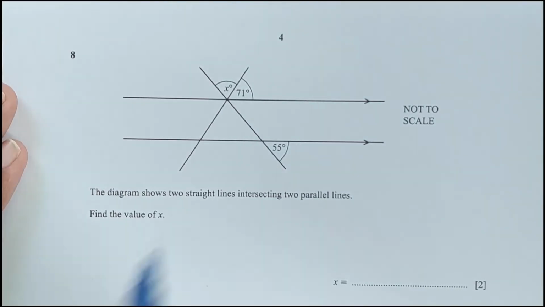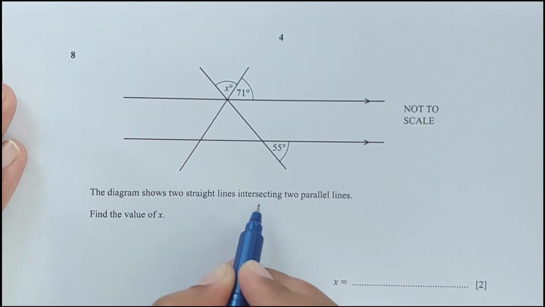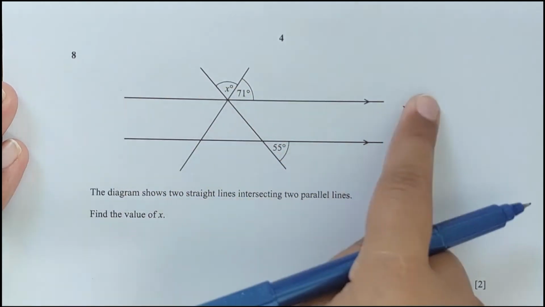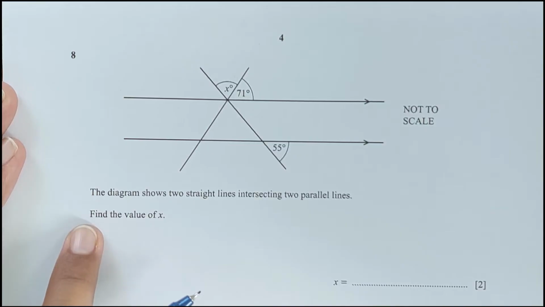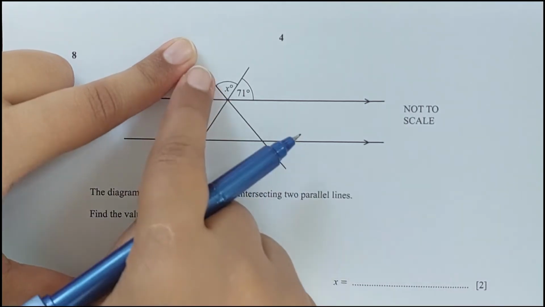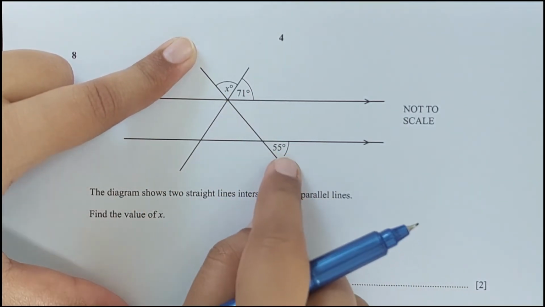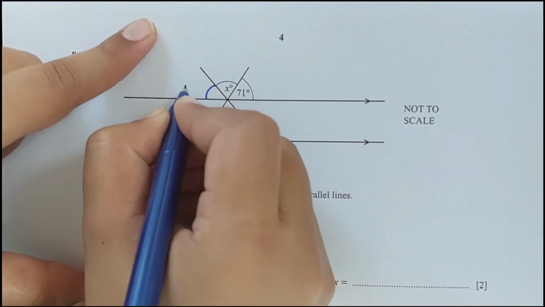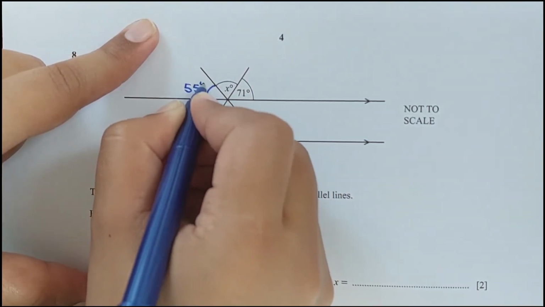Question number 8. The diagram shows two straight lines intersecting two parallel lines. This is a straight line, this is a straight line. They intersect the two parallel lines. Find the value of x. Okay, so when the line intersects two parallel lines, this angle and this angle are alternate angles. So these two angles are the same, which is 55 degrees.